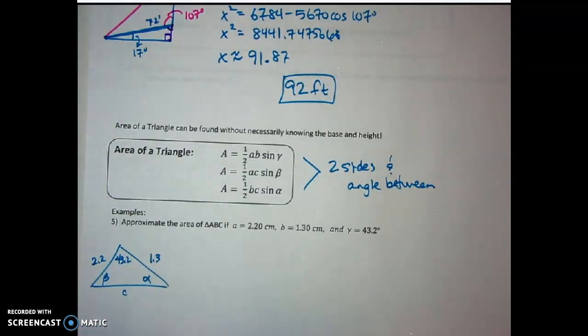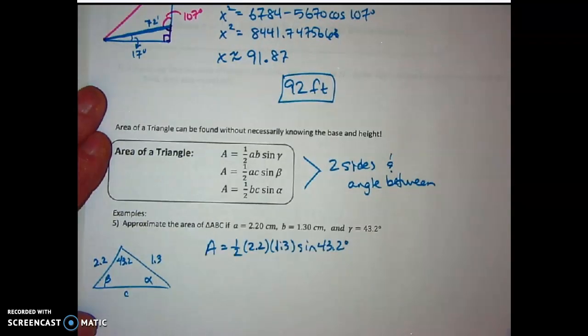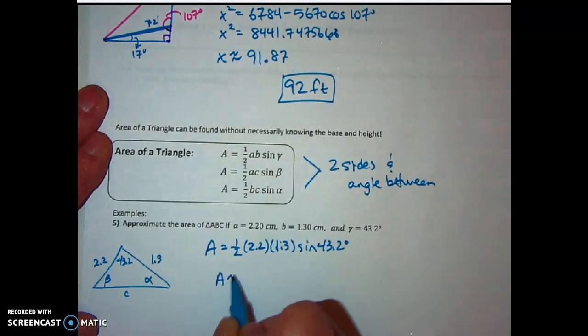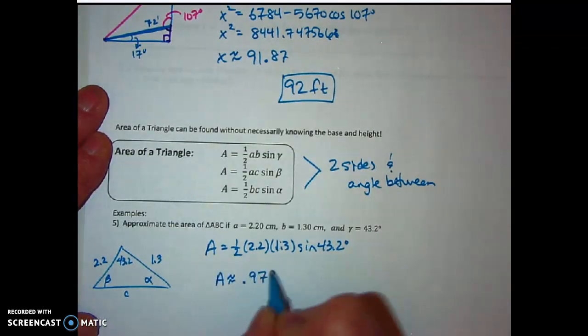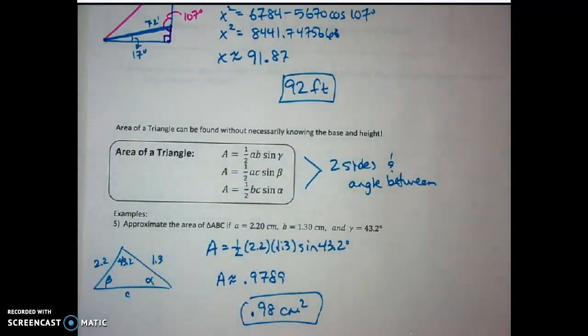So in this case, I can just plug these right into that formula. So please go ahead and do so. Plugging those values into the formula, it will now be a matter of plugging this into your handy-dandy calculator, and you can see that the area is about 0.9789. We could round this to about 0.98 centimeters squared for the area.